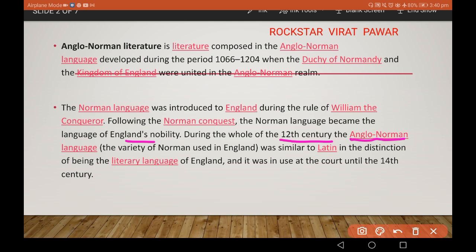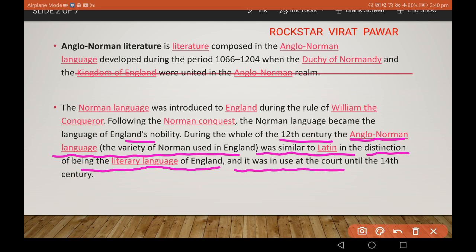The Anglo-Norman language, the variety of Norman used in England, was similar to Latin in the distinction of being a literary language of England, and it was used by the court until the 14th century.